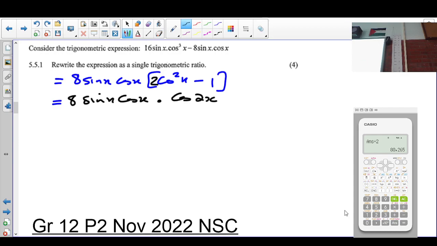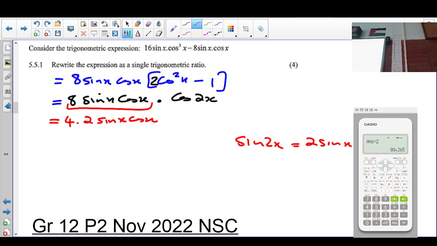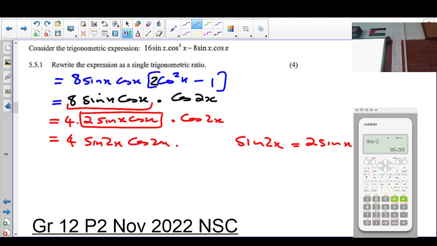So this part here should remind us of the double angle identity, which is sine 2x equals 2 sine x cos x. But we have an 8, so it's 4 times 2 sine x cos x. That's the identity I'm looking at, times cos of 2x. So it's going to be 4 sine 2x cos 2x.